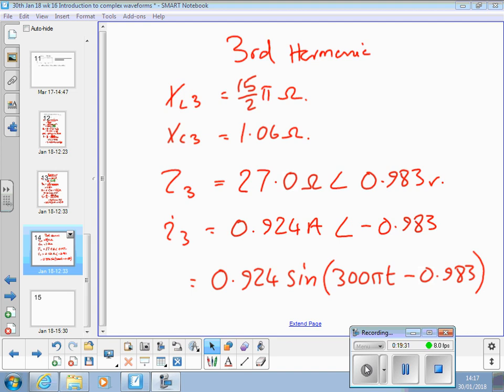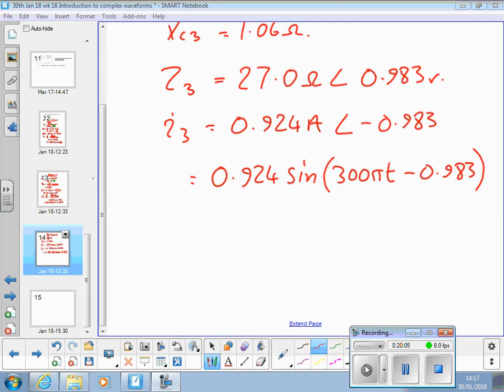Just the results. Inductive reactance 15 over 2 pi. Capacitive reactance 1.06 ohms. Z3 comes out at 27 ohms, 0.983 volts. Given a current of 0.924 amps angle minus 0.983, our last component of the current is 0.924 times sine 300 pi t minus 0.983 radians. So our whole expression, if you read out the currents for me, I at t is first harmonic or fundamental.